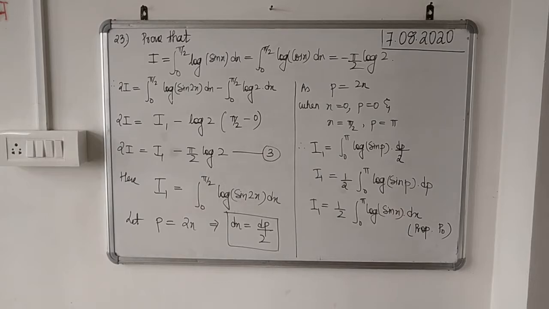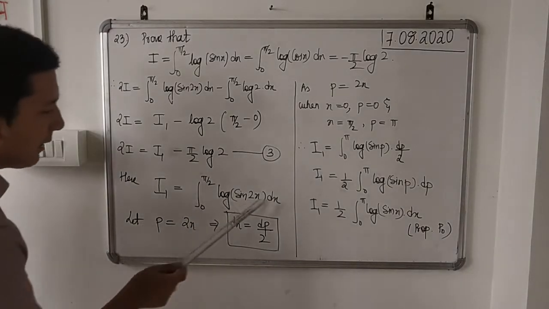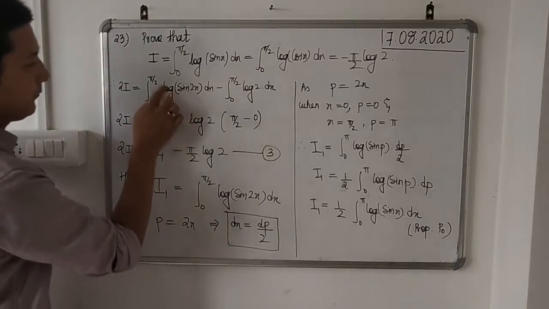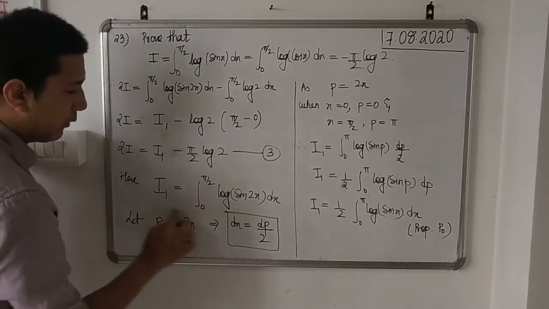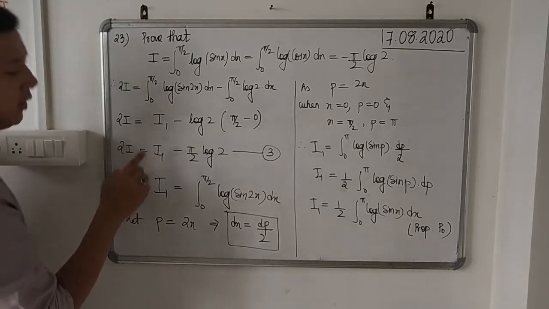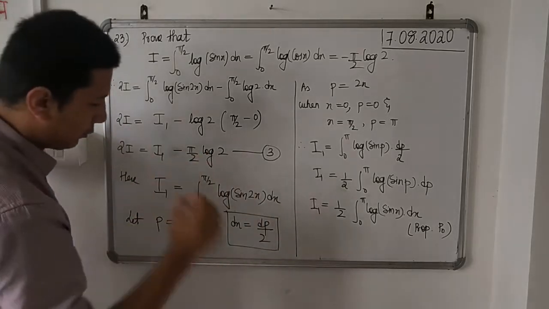Alright, dear students, so let us continue from here. This is our I1, isn't it? So this whole integral, I'm taking it as I1. Now my job is to prove I1 equals I. I told you before also. Let us solve. Okay, I1 equals to this.